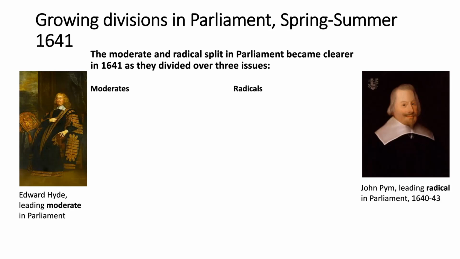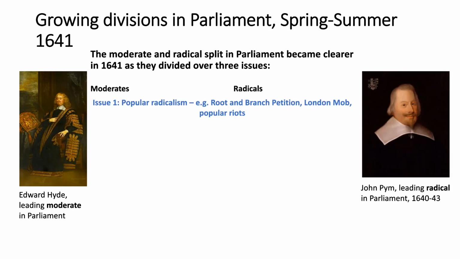Basically, the key split between them is that moderates think the reforms are enough. The reforms that have been passed are enough at this stage. We should now trust Charles to carry on ruling in this constitutional way, and we should enforce the laws where appropriate. The radicals think we need to take this further. He needs to give up further powers. And this is particularly divisive on religion, but we'll get to that in a second.